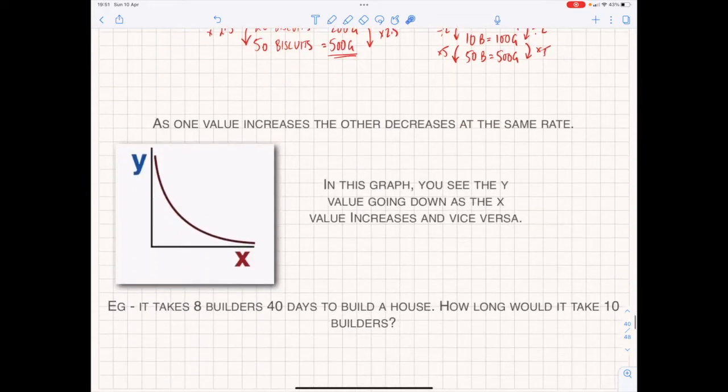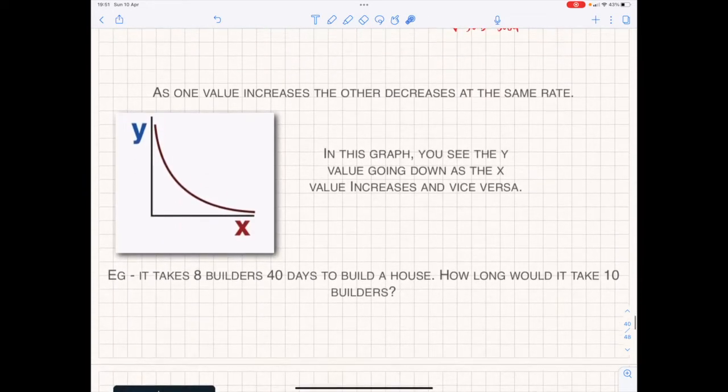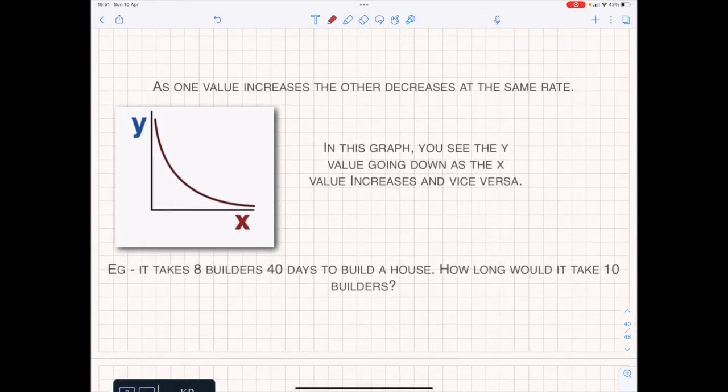So let's shift on now and look at inverse proportion. It's slightly different. What we can say is that as one value is increasing, the other value decreases at the same rate. Let's look at this, for example. The y value here, let's say this is going down, decreasing. So as the y value goes down, the x value is actually going up.